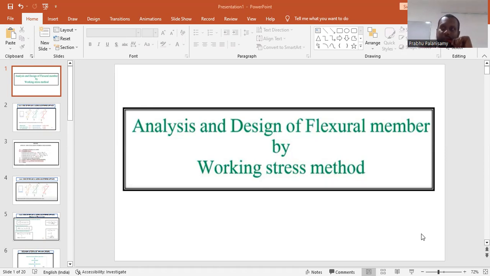Anyway, we will see the failures which occur in a beam due to the working stress method, the codal provisions for the working stress method available in IS 456, and the procedure for designing a flexural member by the working stress method. So these are the three topics we are going to see: first the kind of member failure, second the codal provisions, and at last the design procedure for the working stress method of a flexural member.